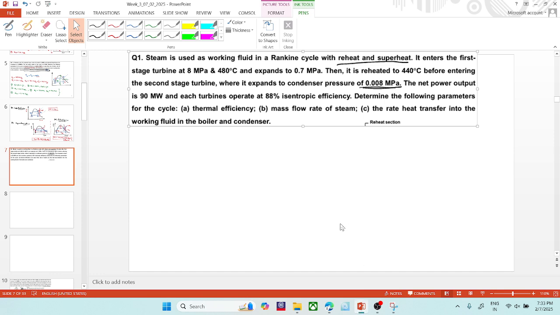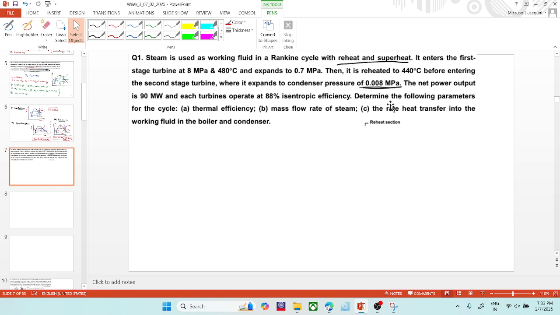Yeah, so this problem says that steam is used as the working fluid in a Rankine cycle with reheat and superheat. It enters the first stage turbine at 8 megapascals and 480 degrees centigrade and expands to 0.7 megapascals. Then it is reheated to 440 degrees centigrade before entering the second stage turbine. It expands to a condenser pressure of 0.008 megapascals, the net power output is 90 megawatts, and each turbine operates at 88% isentropic efficiency.